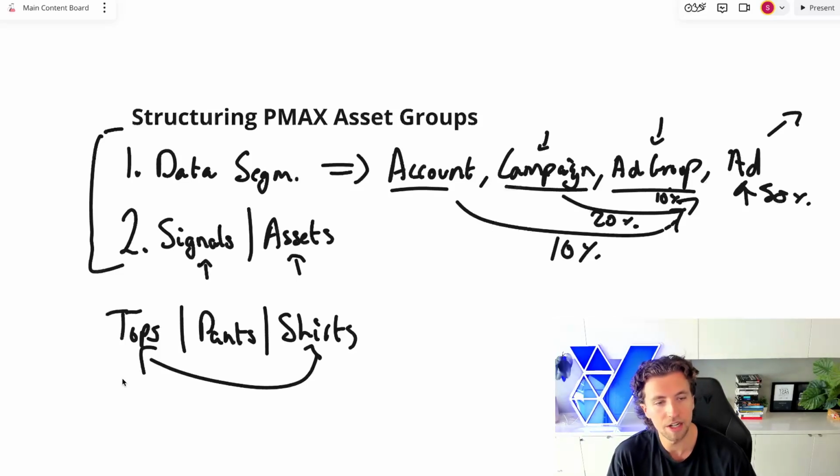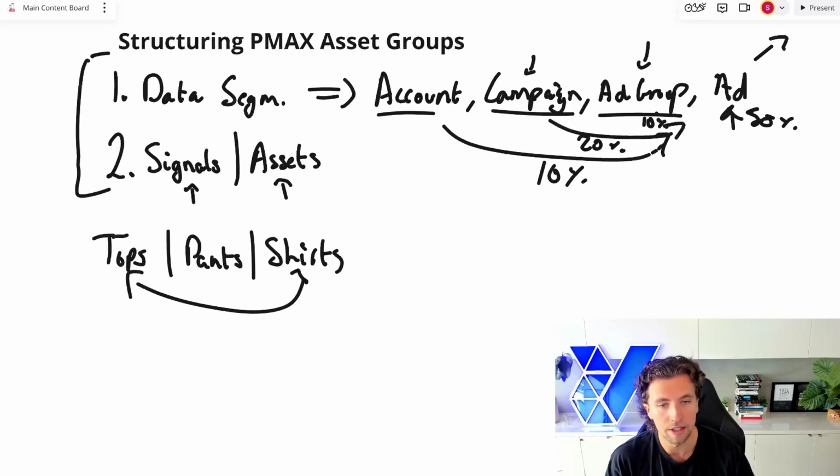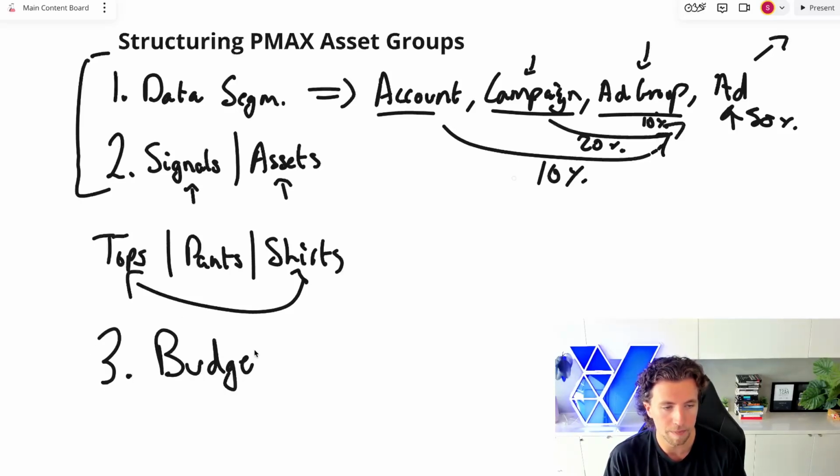And then the segmentation will allow us to have slightly different signals and slightly different assets, which is probably going to be marginally beneficial. Okay, so let's actually segment them out. And so that's really the framework that you want to be using for deciding how you're going to structure these asset groups. One last point that I'll leave you on that's going to be a big piece of the puzzle here, and arguably you could call this the third decision-making piece, is budget.